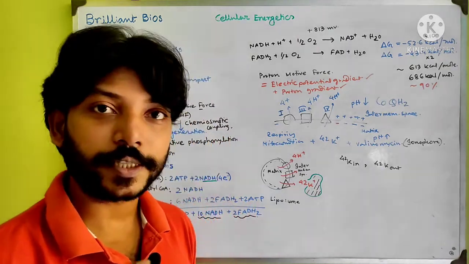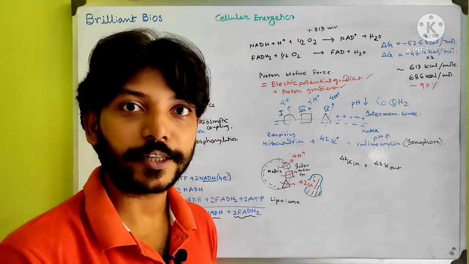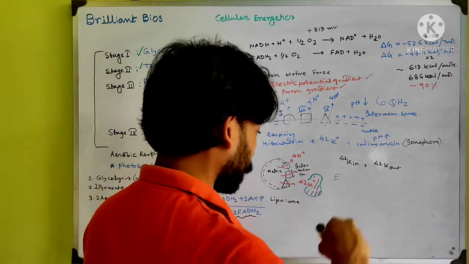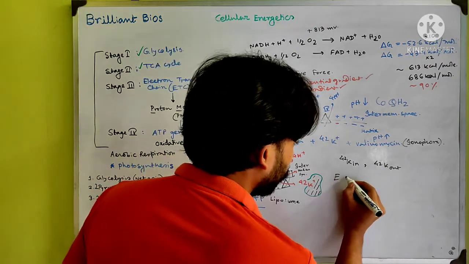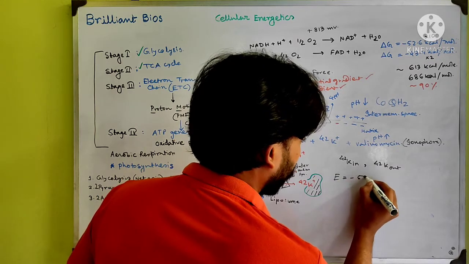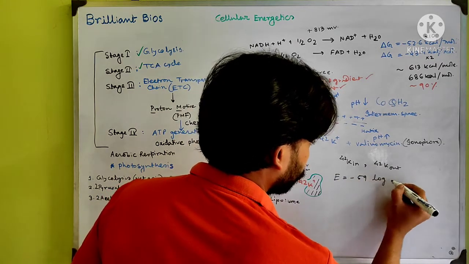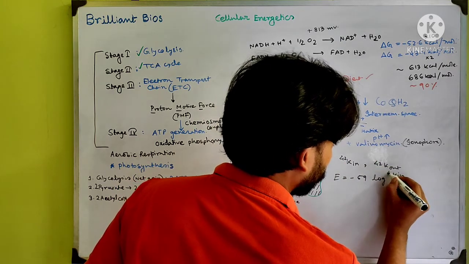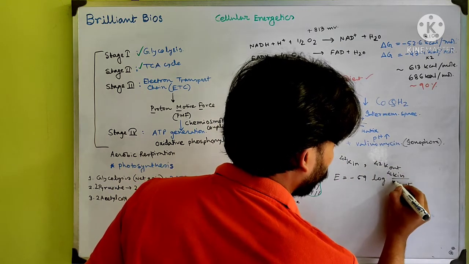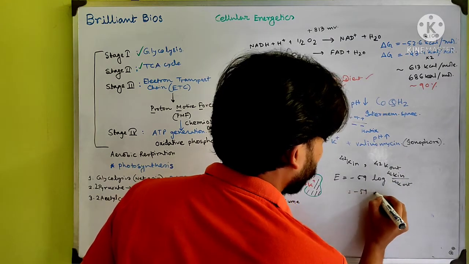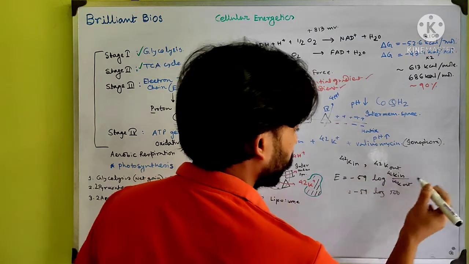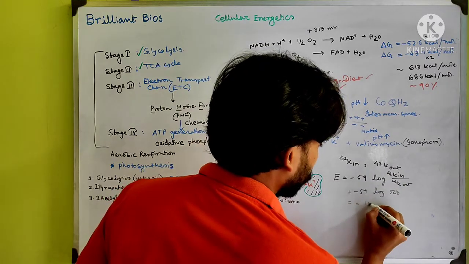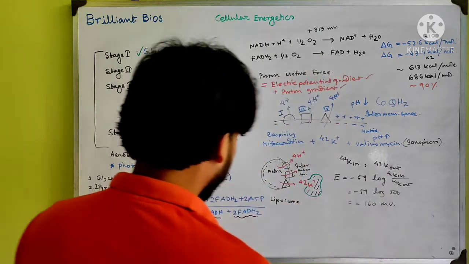So if we put this value 500 in the Nernst equation, we will get the electric potential. The electric potential is equal to minus 59 log K in by K out. So we will get minus 59 log 500. There is a 500 fold change, so we will get approximately minus 160 millivolts. You will get 160 millivolts.